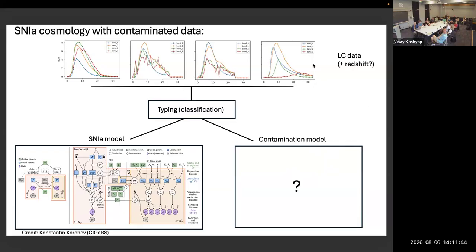Because now if we only see those light curves, we have to somehow type them. For some of them we might have a redshift, for some of them we might have a spectrum, in which case we can reliably type them. For most of them, we can guess using a classifier, for instance, to get the type. So in this sketch, in one case we have this very nice model for 1As. In the contamination case, we really don't know anything, because there could be various types that we don't even know.